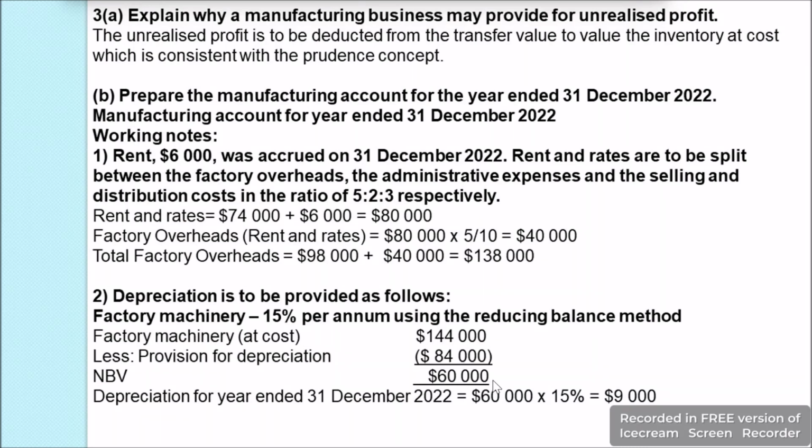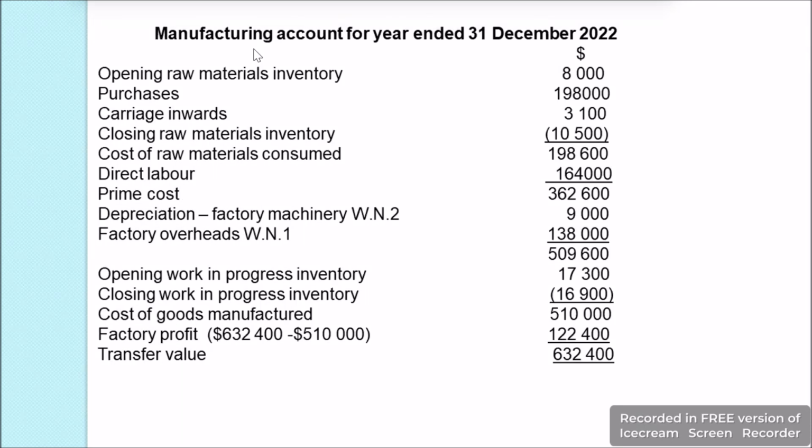And for this, that is for the net book value, we will find the depreciation as we are finding it on the reducing balance method. So this NBV will be taken as $60,000 times 15%, which is the depreciation. So we'll get the depreciation for the year ended 31st December 2022 as $9,000. Now let's proceed and make the manufacturing account for the year ended 31st December 2022.